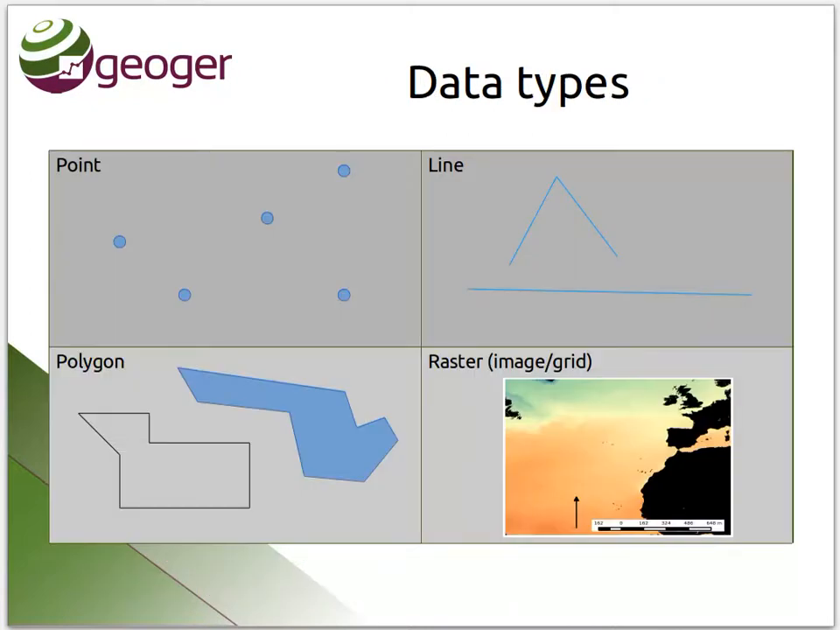So what else do we need to know? We need to know about the different types of data that GIS use. The first is point, there's also line, polygon, and raster data. Raster data is effectively just either images, such as satellite images, or grid data, such as model output.